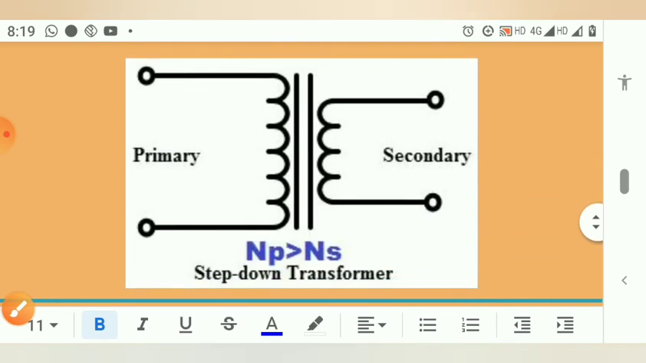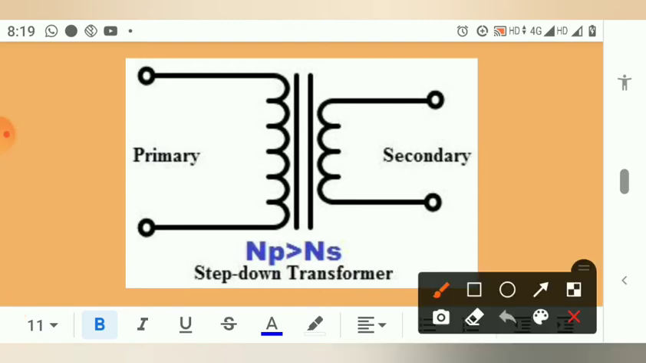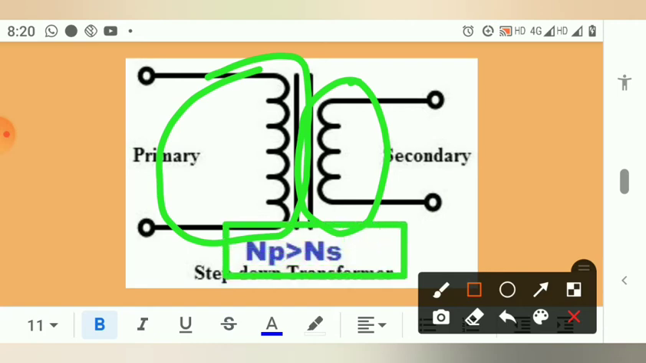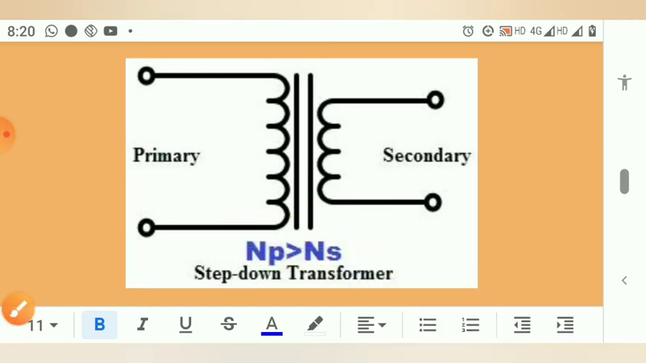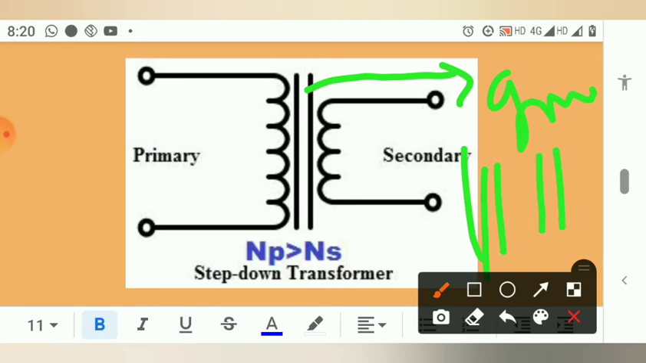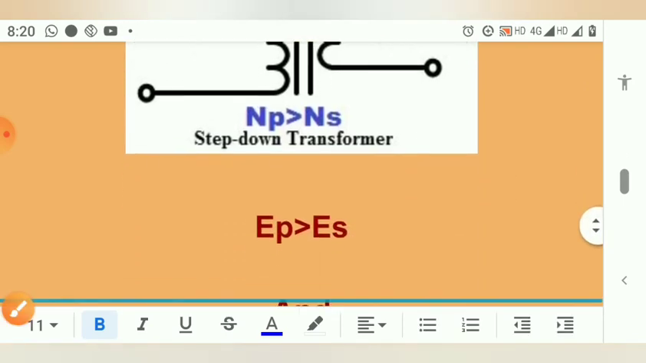Now move to the primary. Here the diagram of the transformer is given. This has the primary, which has more number of turns, and the secondary has fewer turns. Means the number of turns on primary is greater than the number of turns on secondary in case of step down transformer. This is showing induction, like this or this, okay, don't be confused.